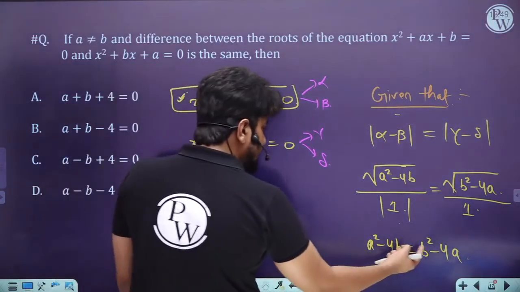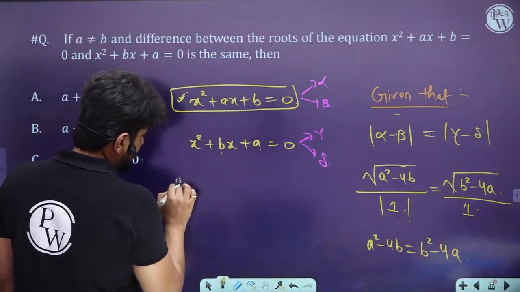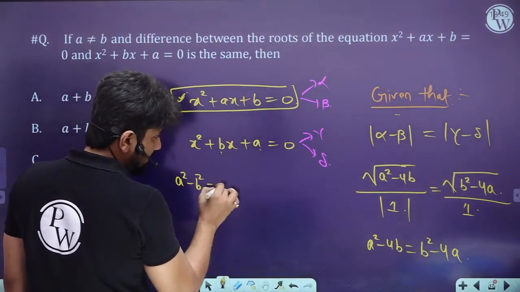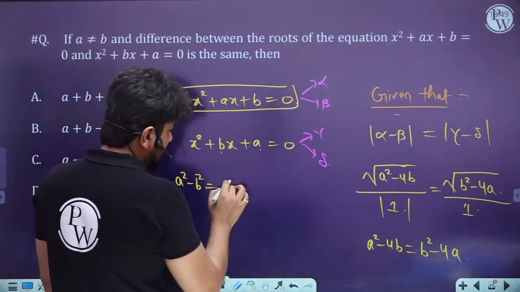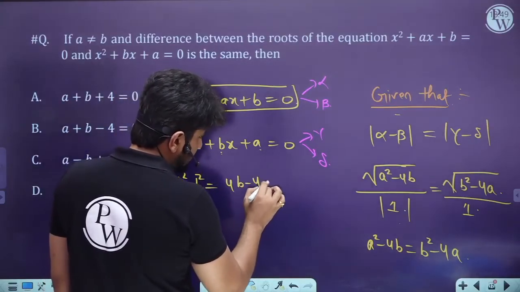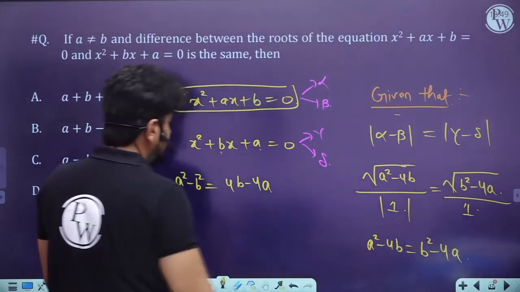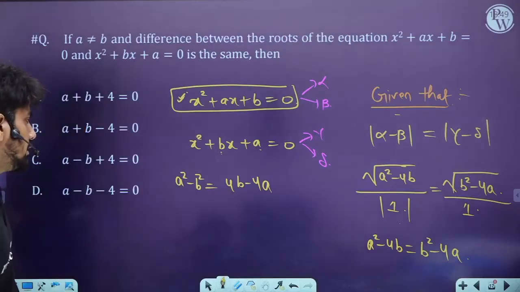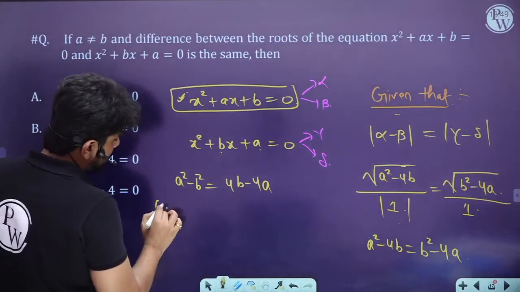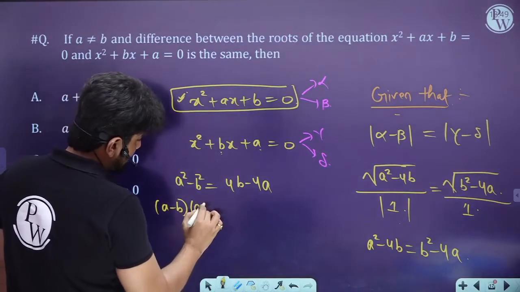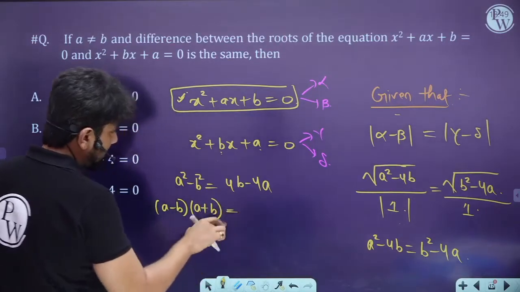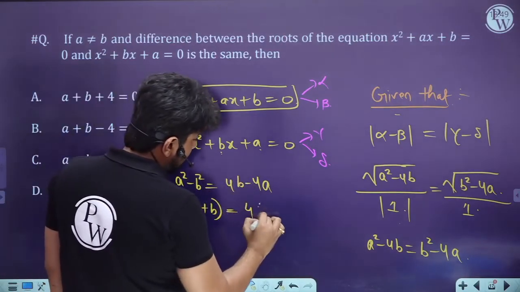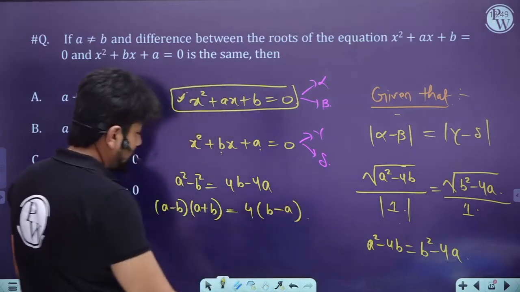So I'm bringing a square and b square to the same side. So here I get a square minus b square in the left hand side. In the right hand side I'll get 4b minus 4a, sending this minus 4b to the right hand side. So a square minus b square, there are two factors to it, which are a minus b multiplied by a plus b. Here if I take 4 common, it is 4 times b minus a.